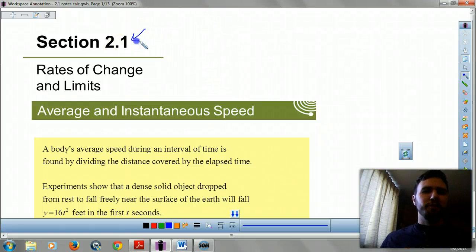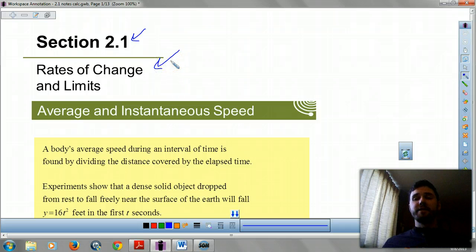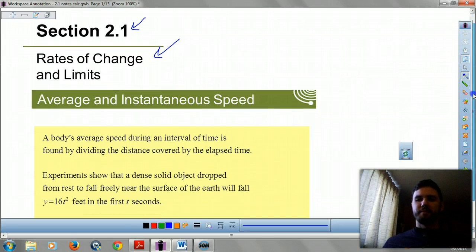Today we're looking at 2.1. We're going to talk about rates of change and limits. Limits are what calculus is all about, okay? So first thing we've got to talk about is average and instantaneous speed. In a few weeks, months, we'll be learning how to find instantaneous speed a different way. But for now, we're going to use this method.